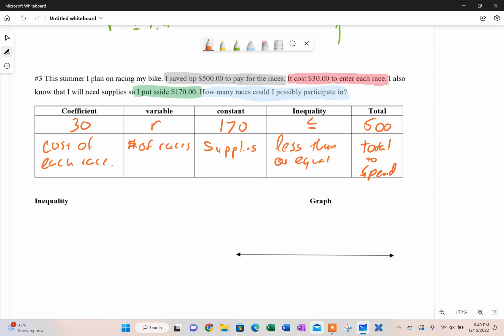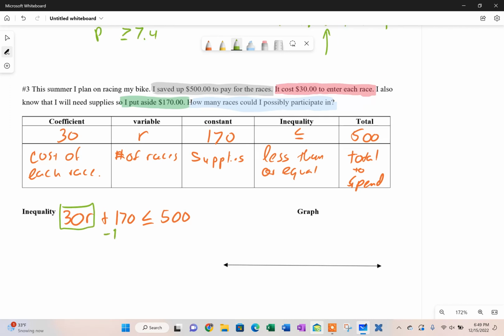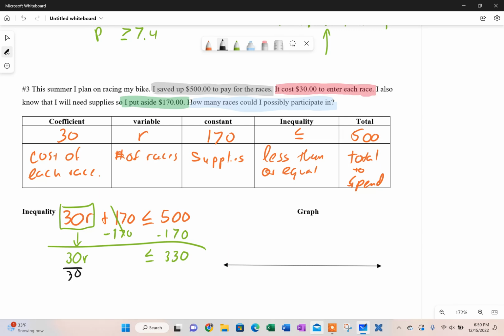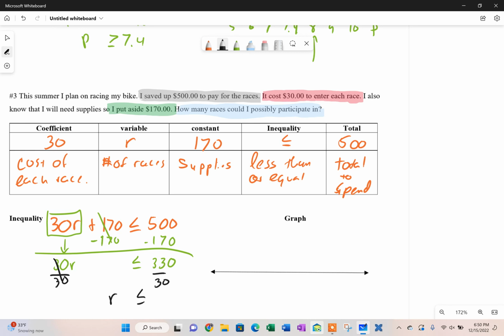So, once again, here we go. It's going to be 30R plus 170 is less than or equal to 500. Once again, I'm going to box the variable, add the opposite, bring this down, 30R, 170 minus 170 is gone. That's going to be 330. I'm going to divide by 30, and I get R is less than or equal to 11.